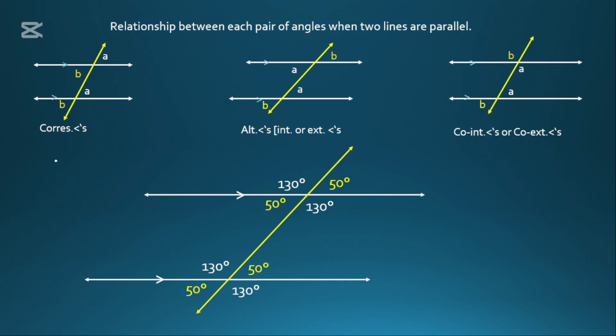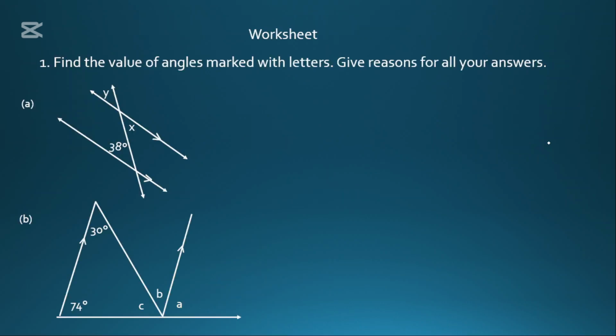So I'll just write it in here. Corresponding angles, they are equal. Alternate angles over here, they are equal. But co-interior angles or co-exterior angles, they are equal to 180 degrees. Okay, so we will continue now with a worksheet.